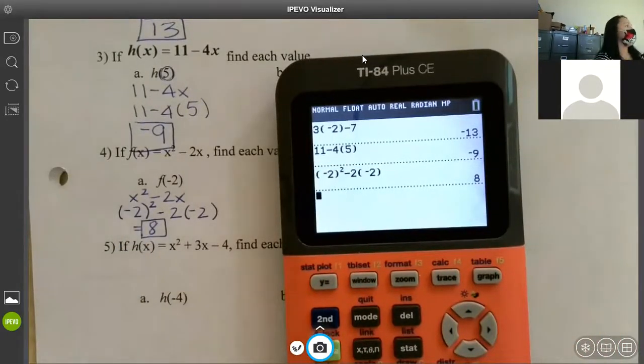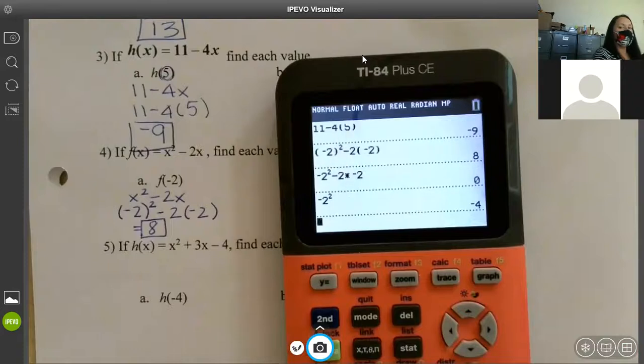That's it. Use that calculator, but be smart, use parentheses. Now, here's what happens if you don't use parentheses. If I just do -2 squared minus 2 times -2, what did I get? Is that the right answer? No. The reason why is this right here.